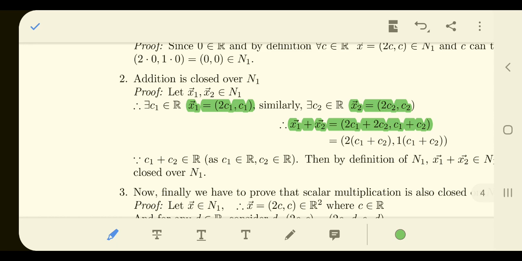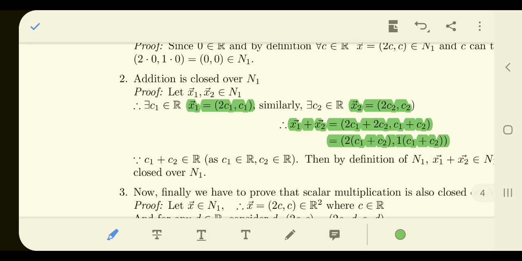Since 2 is a real number, c1 is a real number, and the multiplication in real numbers is distributive over addition of two real numbers, we can write it in this format, right? Now the addition of two real values, c1 plus c2, is also a real value. So let us suppose that it is some different constant, c.